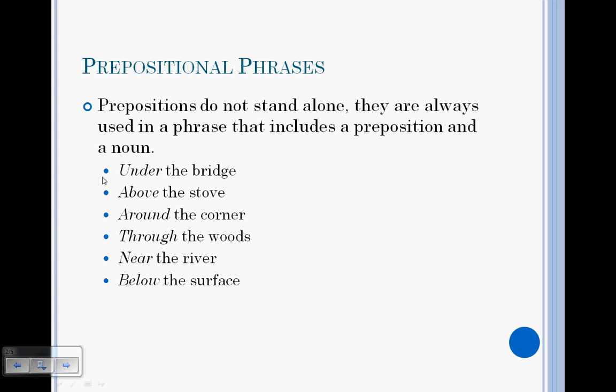Here are some examples of prepositional phrases. The prepositions are in italics and they always end with a noun. So we have under the bridge, above the stove, around the corner, through the woods, near the river, and below the surface. In the sentence, the job of these prepositions is to connect this noun to the rest of the sentence. Without these prepositions, this word no longer makes sense. So we have to have this preposition to have the bridge make sense within our sentence.